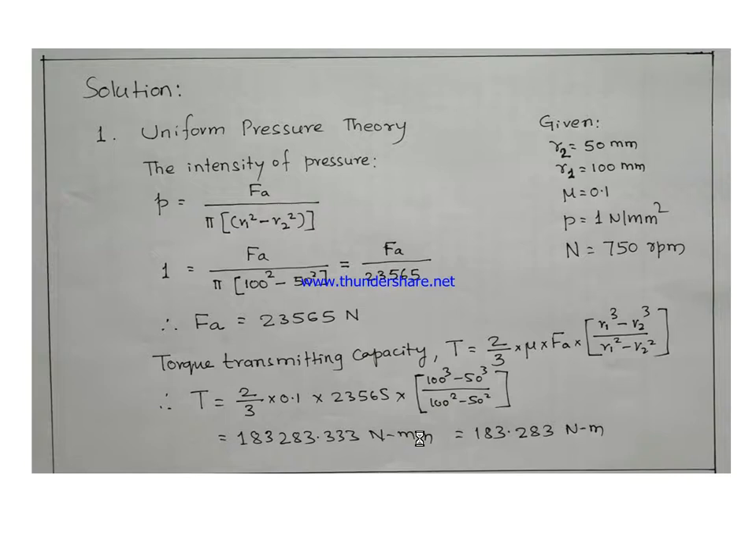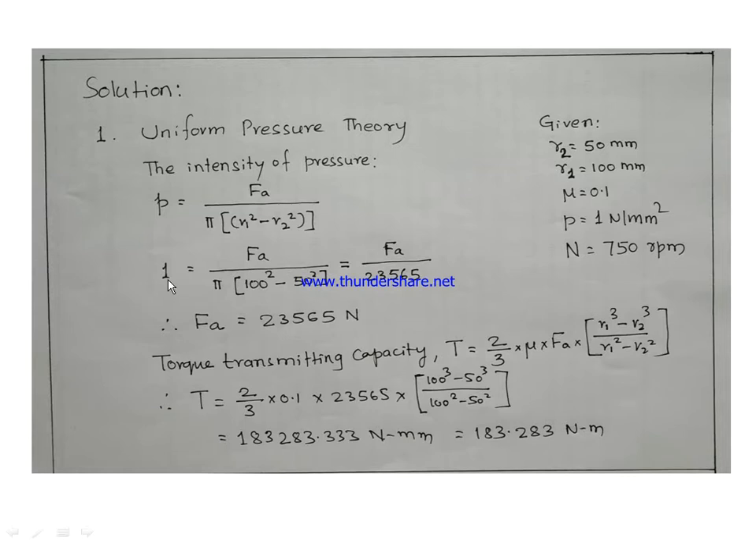Now by using the uniform pressure theory, we determine the torque being transmitted and also the power being transmitted by this single plate device. What is given here is the outer radius is 100 mm, inner radius is 50 mm, coefficient of friction is 0.1, intensity of pressure is 1 Newton per millimeter square and the shaft rotates at 750 rpm. Now we know that the equation for the uniform pressure theory for the intensity of pressure is P equal to Fa divided by pi into R1 square minus R2 square.